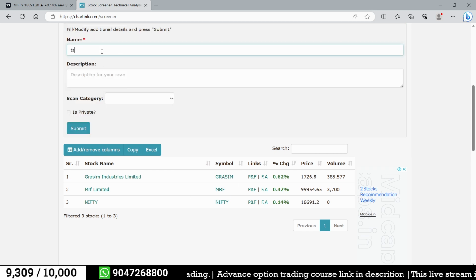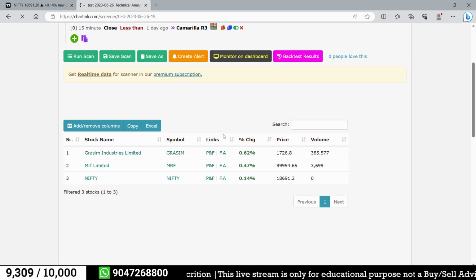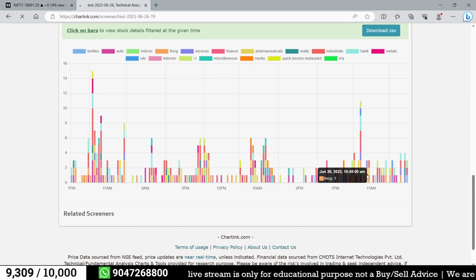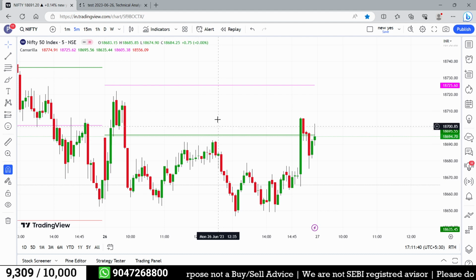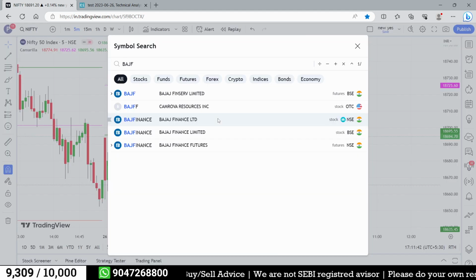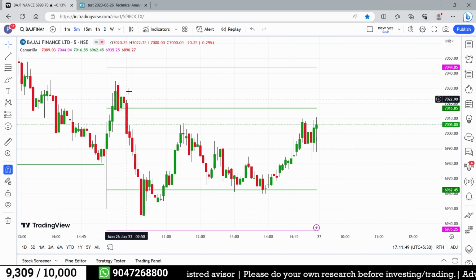So I will always go for a backtest. Okay, I'll save this, and we will get the backtest also. How many stocks? Here you can see a lot of stocks, around 945 today. So maybe Bajaj Finance, SBI. Let me check Bajaj Finance, SBIN. Here is the thing which I'm exactly looking for.